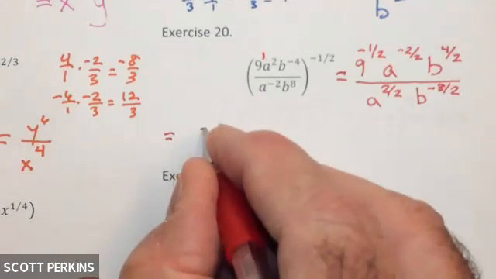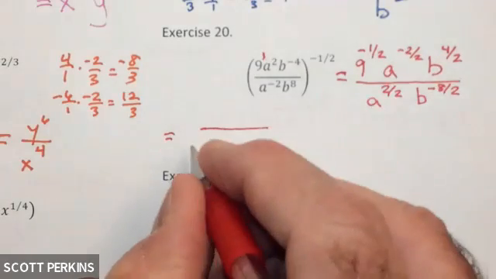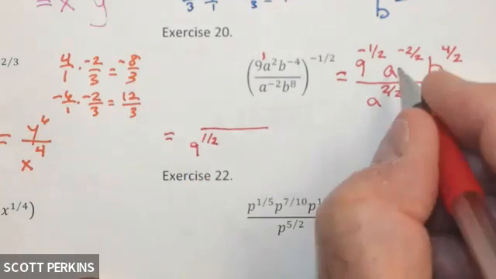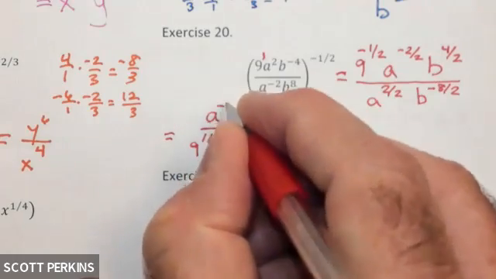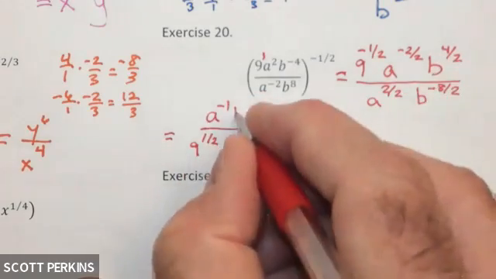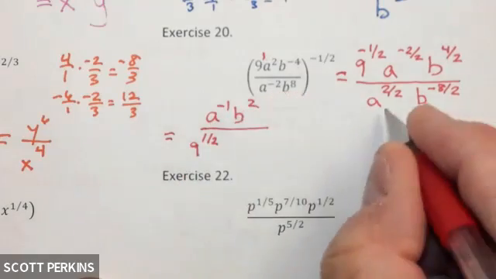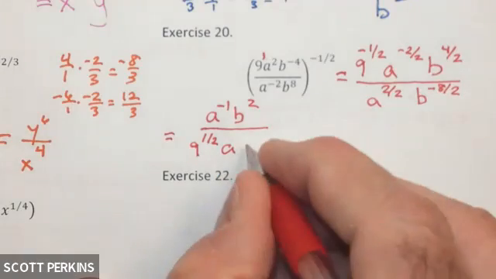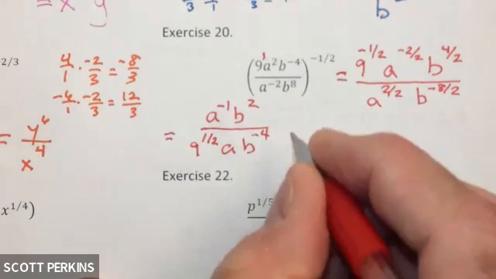So first thing I'm going to do is I've got that 9 to the negative 1/2. I'm going to put it down in the bottom and it becomes 9 to the positive 1/2. The a to the negative 2 over 2 is a to the negative 1. B to the 4 over 2 is b to the 2nd. A to the 2 over 2 is a to the 1st down in the bottom. And then b to the negative 8 over 2 is b to the negative 4th.